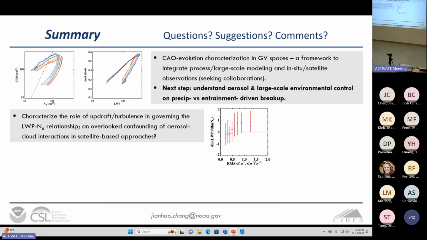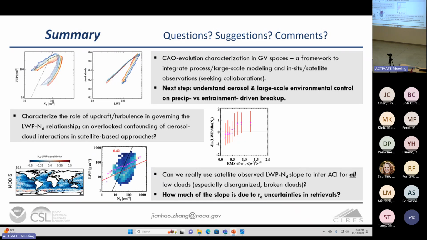And then characterize this liquid path and ND relationship and see if there's anything we can learn from the ACTIVATE data that speaks to this uncertainty in RE, and how much it causes the inverted V shape we see in satellite data. And last but not least, we know that people tend to use this inverted V to infer aerosol cloud interactions.